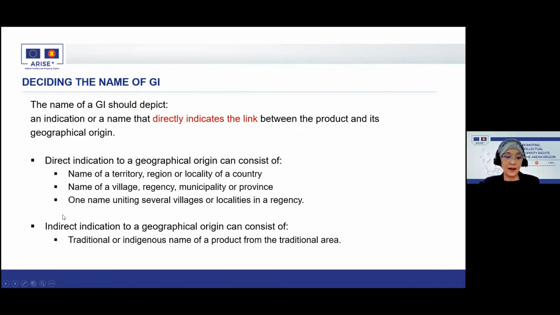Now, what is an indirect indication? Okay, an indirect indication of a geography can consist of the traditional or indigenous name of a product.